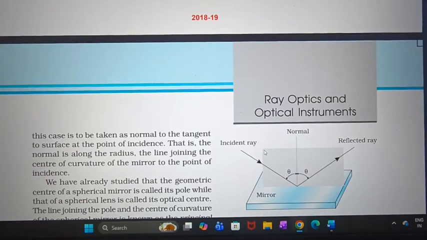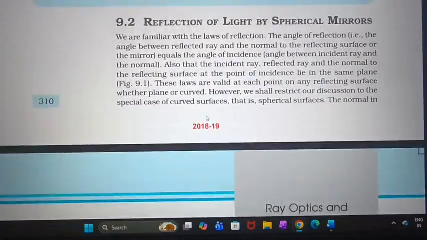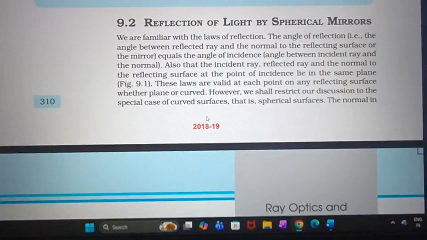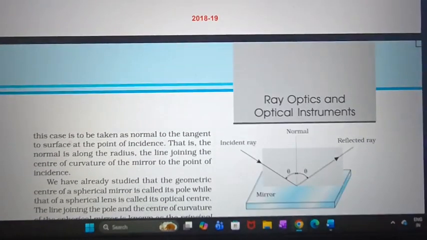What will happen if there is a spherical surface? When a spherical surface is there, like the curved surface, you get a mirror. You get two kinds of mirrors, concave and convex mirror, which we will discuss further. So over there, the normal will be normal to the tangent to the surface at the point of incidence.